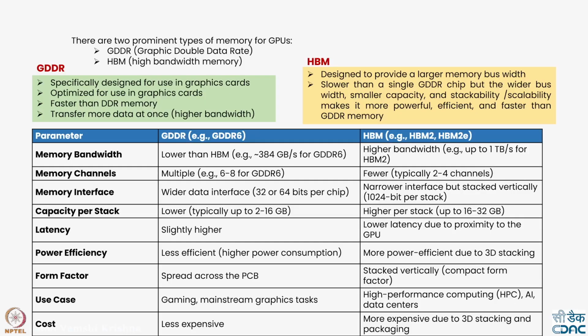Before that, you must know what types of memory are supported by a GPU. There are two types of GPU memory. The first one is GDDR, graphics double data rate, and the second one is HBM, high bandwidth memory. GDDR, you can relate to the DDR used in the host system. They are almost the same, but GDDR is specially designed and optimized for use in graphics cards. It is faster than the DDR memory used in a host system, and transfers more data at once at higher bandwidth.